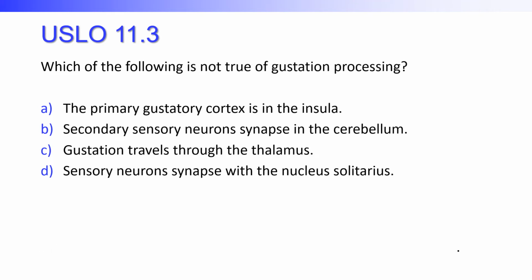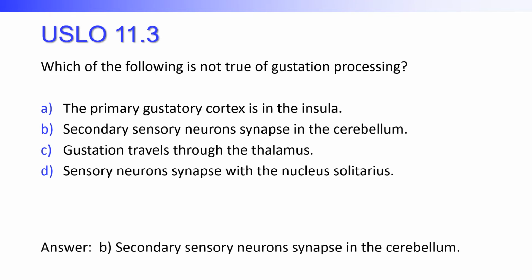Which of the following is not true of gustation processing? The primary gustatory cortex is in the insula. Secondary sensory neurons synapse in the cerebellum. Gustation travels through the thalamus. Sensory neurons synapse with the nucleus solitarius. And hopefully you realize that there are no secondary sensory neurons that are going to have anything to do with the cerebellum. Cerebellum is largely to do with motion of the body, not to do with taste.